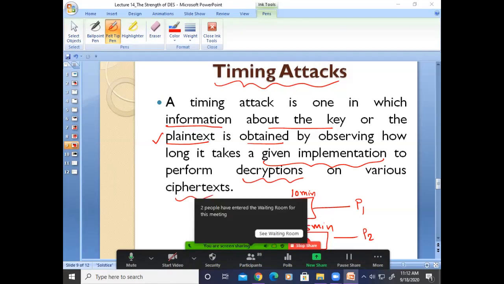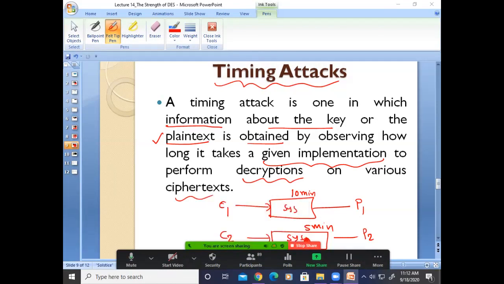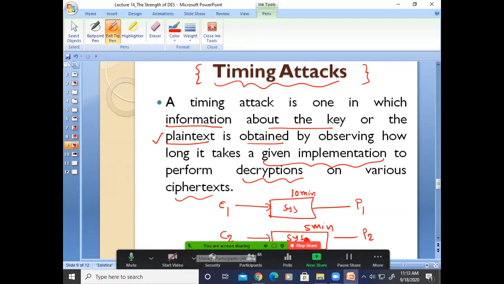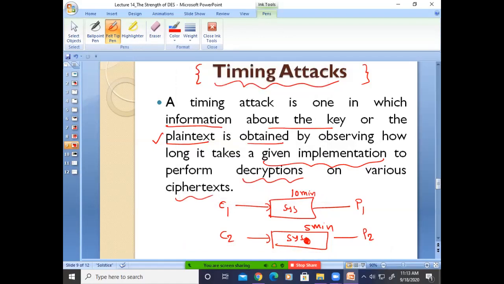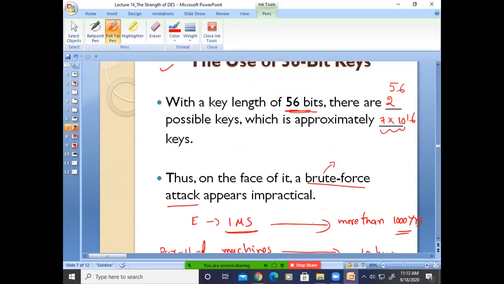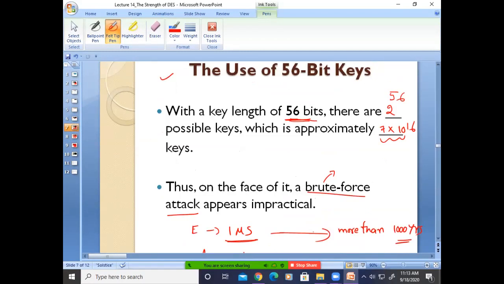So by observing how the implementation performs decryptions for different ciphertexts, we can learn about the key or plain text. But as I told you already, the DES algorithm is resistant to this type of attack, timing attacks. Is it clear to all of you? Timing attacks, the nature of the DES algorithm and the use of 56 bit keys. Please remember these numbers, keys and block sizes, you will get questions. So please revise carefully.